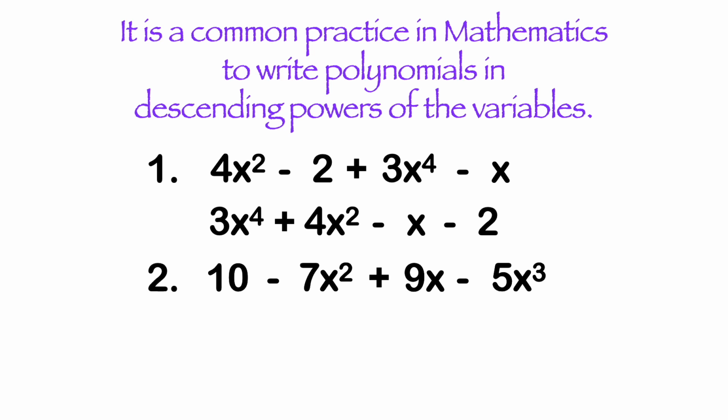So, anong term ang mauuna? Yung negative 7x squared ba o negative 5x cubed? Kung i-consider natin ang numerical coefficient, mauuna yung negative 7x squared compared sa negative 5x cubed. Pero hindi yun ang kinoconsider natin. Ang kinoconsider natin ay yung exponent. So, ang unang term dyan is negative 5x cubed. Then, pangalawa, negative 7x squared. Pangatlo is 9x, positive 9x. And pang-apat yung positive 10. So, ito yung arrangement niya.